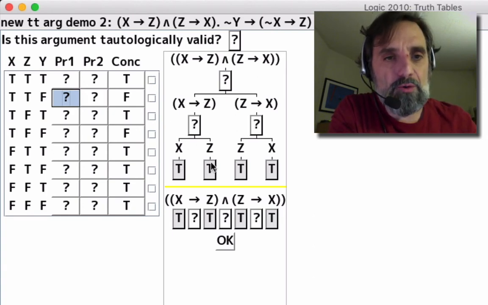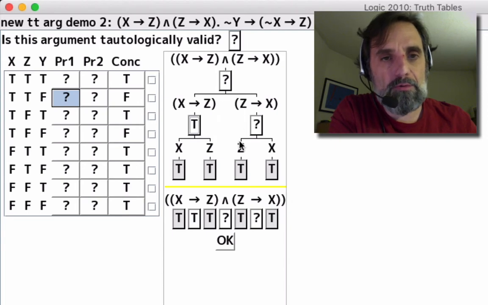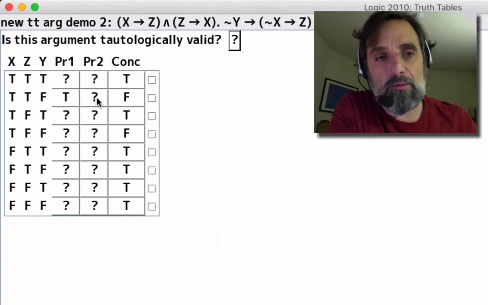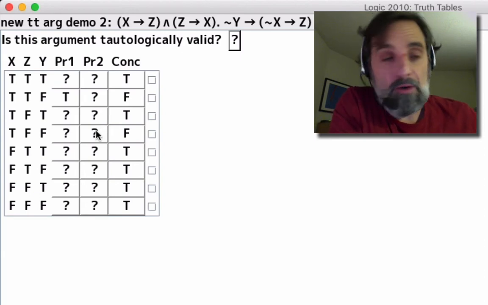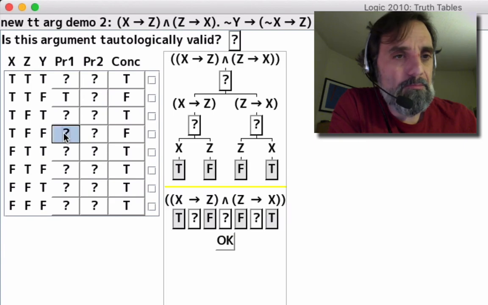Okay, so we have if true then true. That's true. This is the other conditional, and it's if true then true. So that's true. This is a conjunction. Both the conjuncts are true. It's true. So do we know about this row? Might be true, might be a good row, might be a bad row, don't know. Let's finish with premise 1.